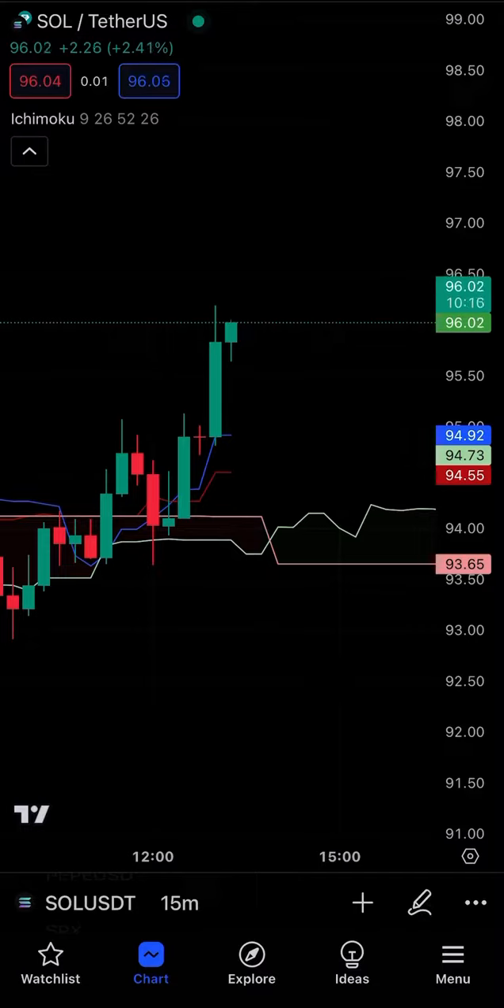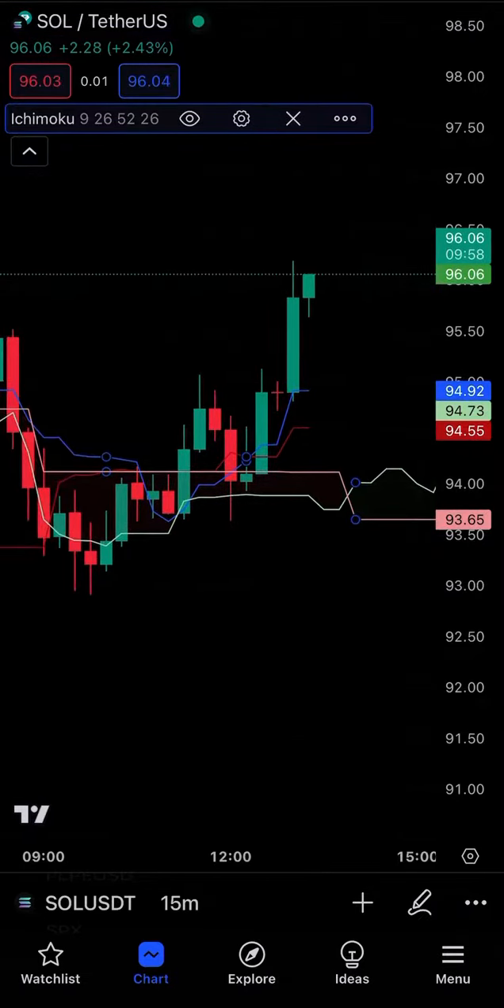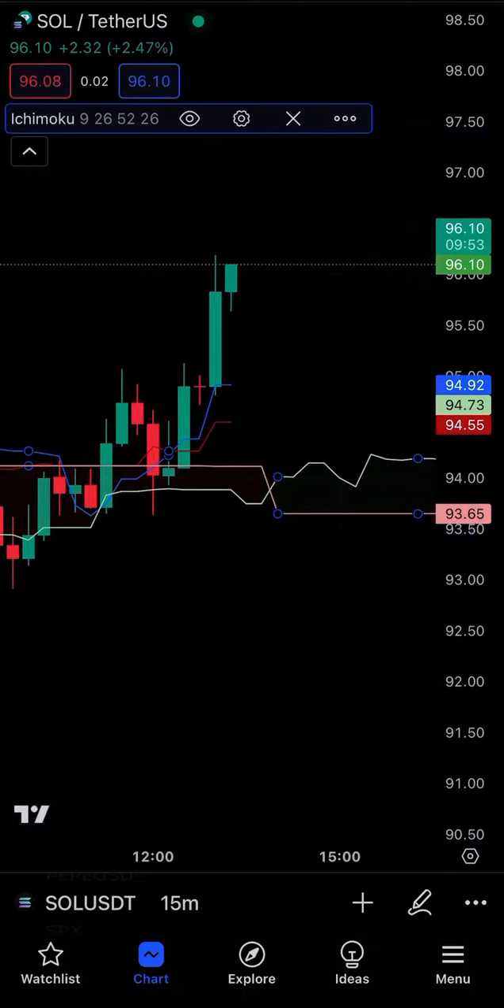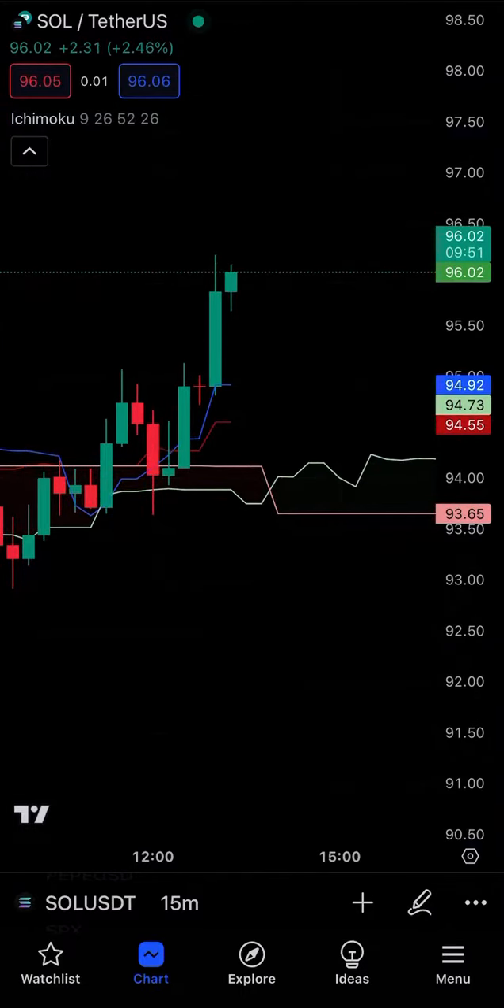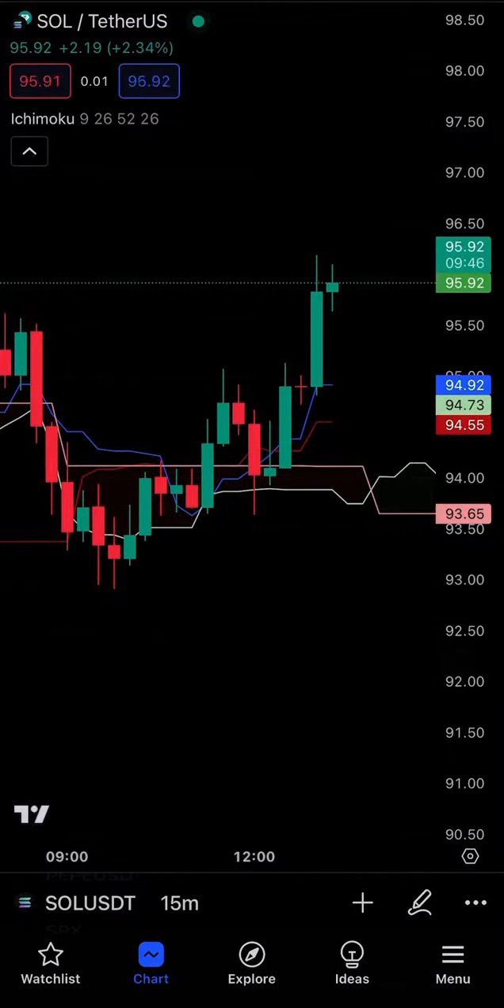Now if the conversion line forms above the baseline, it is a good signal for you to go in when the candlesticks have moved above the cloud, which is basically what you can see in this particular market right now. But if the candlesticks are forming around the cloud, it means the market is very indecisive, which is a complicated market to go in. But if the market forms below the cloud, it means it's a sell signal.